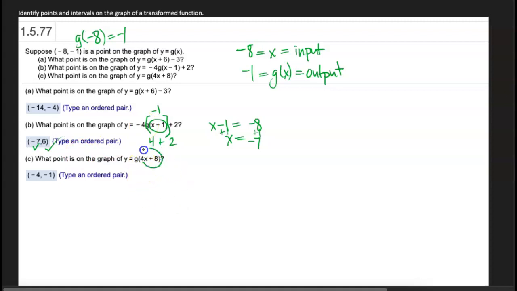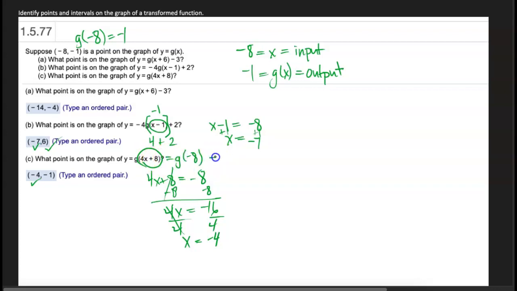And for the last one, same type of thing. Let me set this input equal to the given input of that particular point on the parent graph. I would start by solving that equation. Sorry, that's supposed to be an 8. And I get that x is -4. So that's the first part of that point. Next, if I were to plug in a -4 here for x, I get 4 times -4 is -16. -16 plus 8 is -8. So that's the same thing as g of -8, which we have already been told equals -1. So that's how we get the output of that transform point.